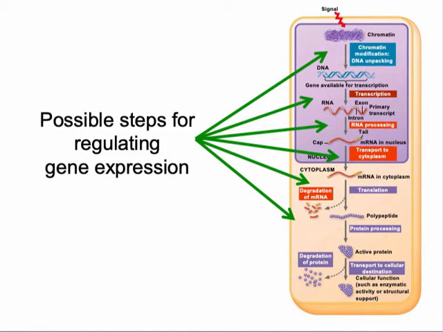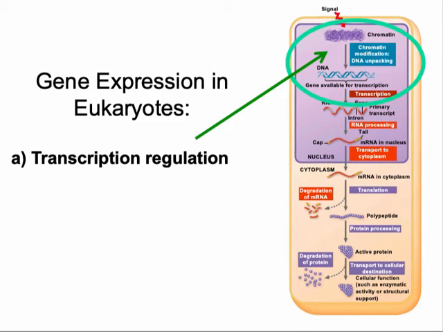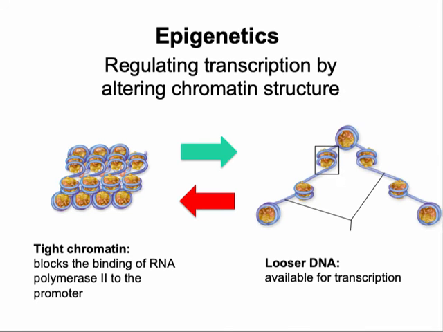So we have lots of places where gene expression can be regulated in eukaryotes, and we're going to take a look in more detail at what those are. So let's start with the beginning, before even transcription starts, so before even RNA polymerase can access the promoter region, we need to look at the structure of the chromatin. The DNA in eukaryotes is wrapped around proteins.